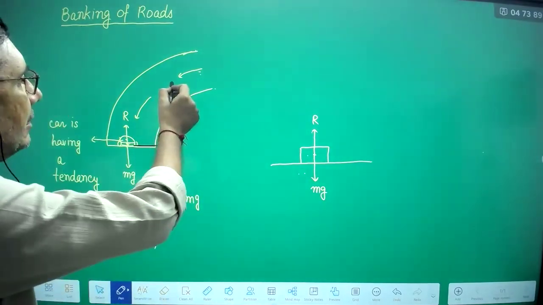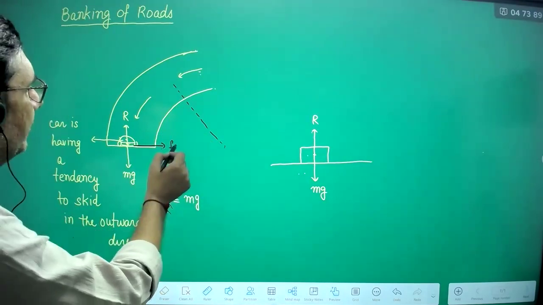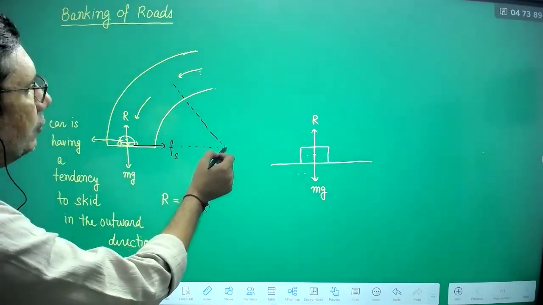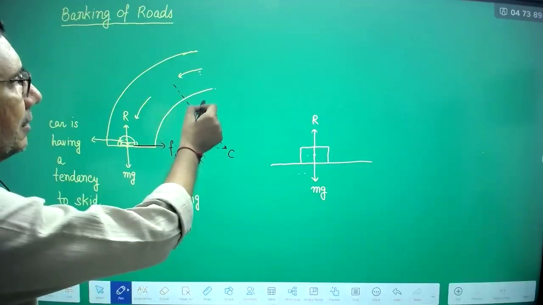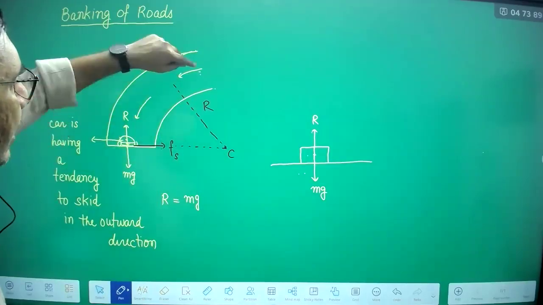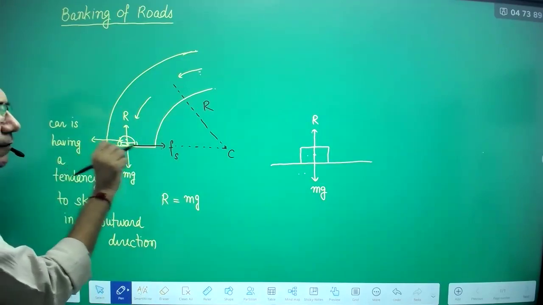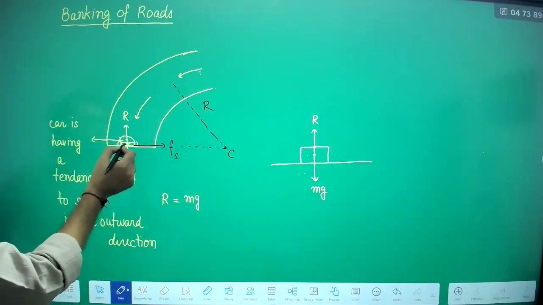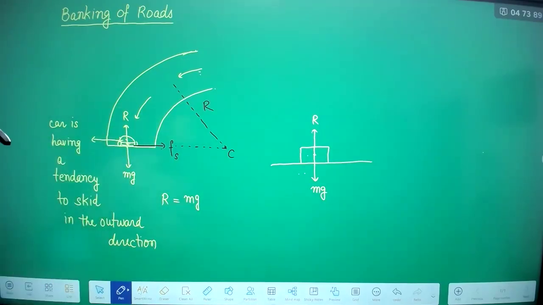Inward direction means in the direction of the radius of curvature. Its radius of curvature will be somewhere here. Or you can say this is the center of curvature, and this is the radius of curvature, R. So when the car is traveling with a speed, this static friction force is going to stop the car from skidding in the outward direction.